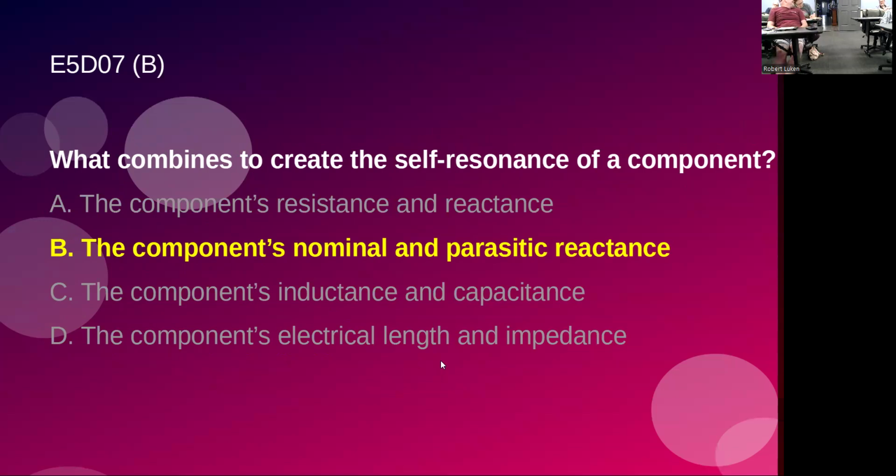It's the nominal, whether it's an inductor or capacitor, and then its parasitic reactance. In the case of the capacitor, you could have both additional parasitic capacitance and inductance, but it's the combination of all of those that's going to determine the resonant frequency.